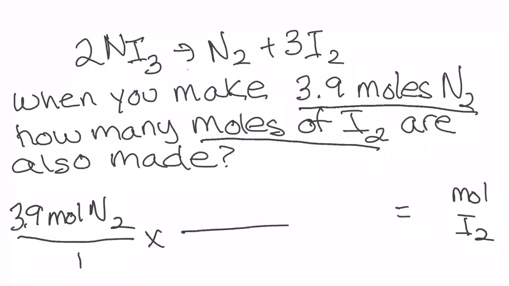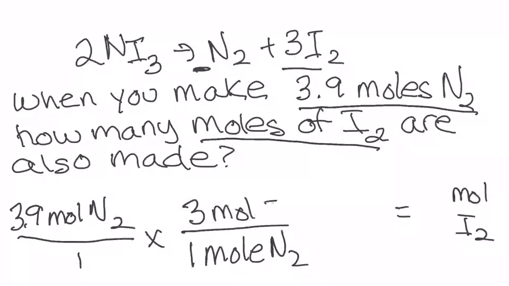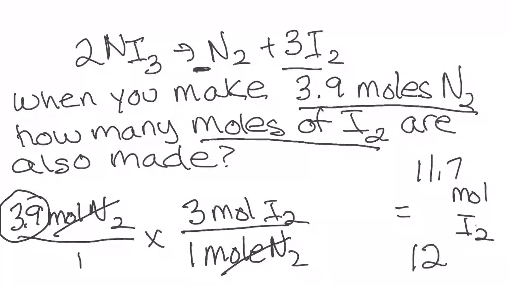So what number is in front of the nitrogen? No number. So that implies a 1. So for every 1 mole of nitrogen that I make, I also make 3 moles of iodine. And now moles of nitrogen cancel. I'm left with moles of iodine. So I get out my calculator and I will plug in 3.9 multiplied by 3, and I get 11.7. And once again, I have to go back to significant figures. I only have 2, so this rounds to 12 moles of iodine is my final answer.